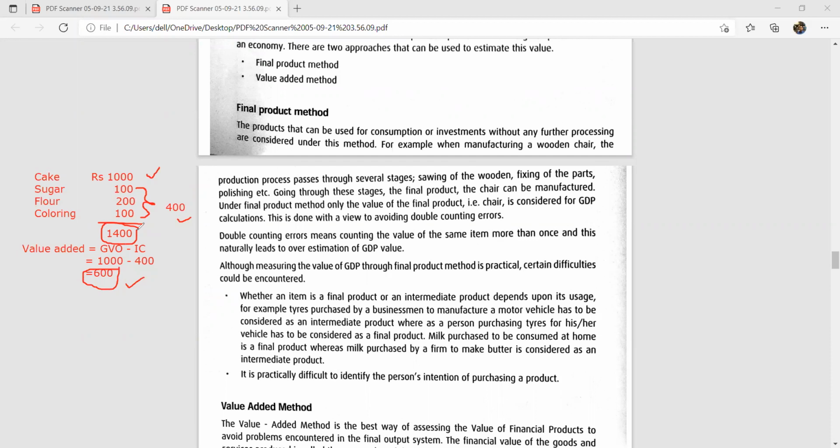200 is recorded twice. Coloring also the same. Therefore, the value is overstated. This value is wrong. Therefore, economists said to take either the final product, like 1,000, or the value added, like 600 and 400. Even if we add 600 and 400, the total becomes 1,000. It is now accurate. Final product is also 1,000.